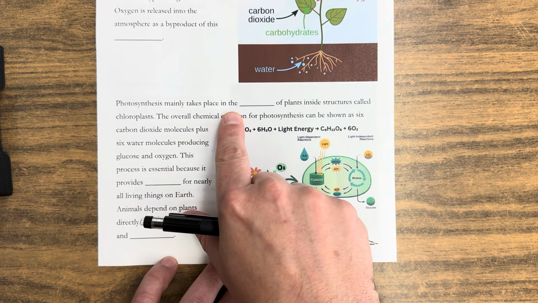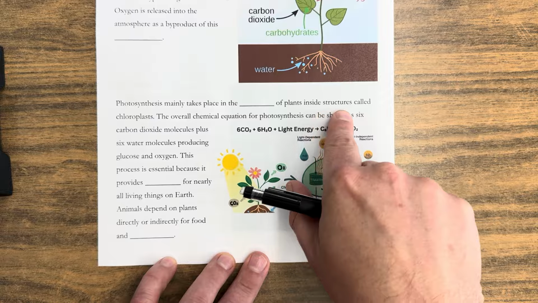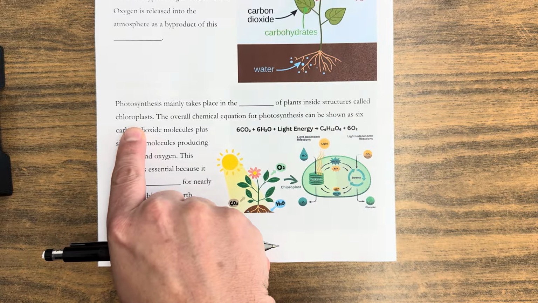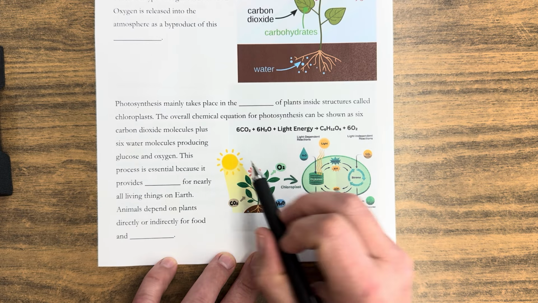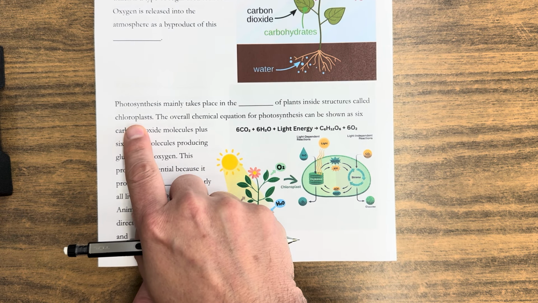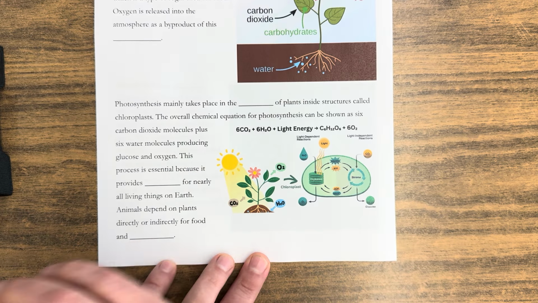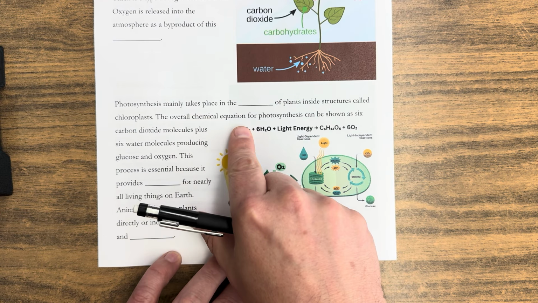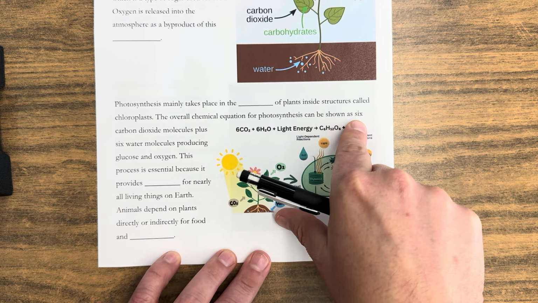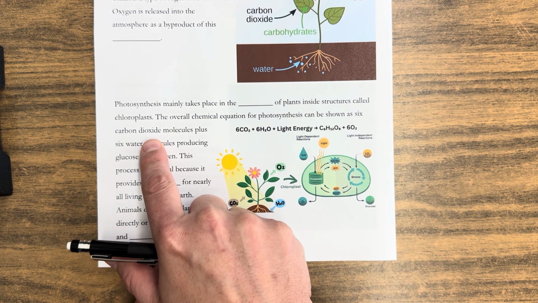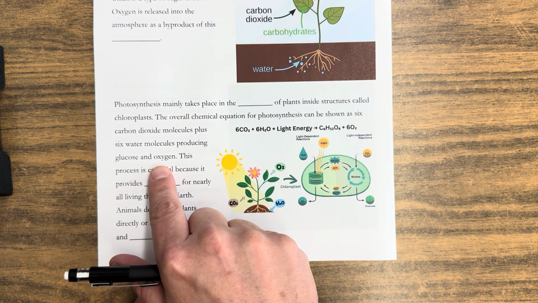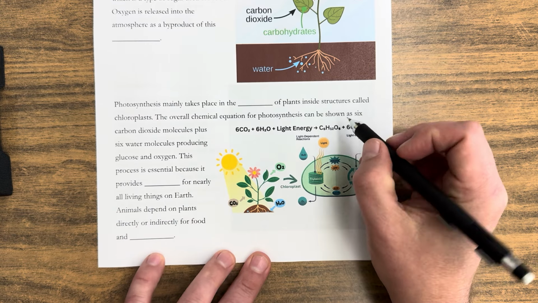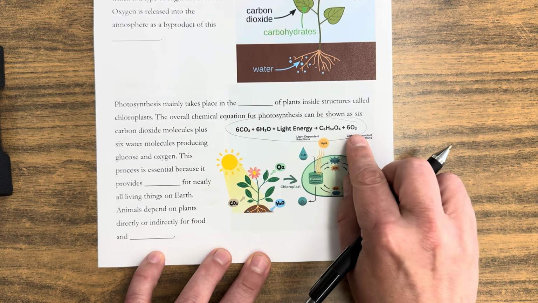Photosynthesis mainly takes place in the leaves of plants inside structures called chloroplasts. So within each of these leaves is an organelle called a chloroplast. That's this bean-looking thing. The overall chemical equation for photosynthesis can be shown as 6 carbon dioxide molecules plus 6 water molecules producing glucose and oxygen, which we see in this formula.